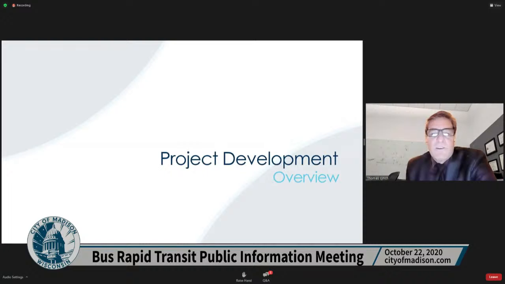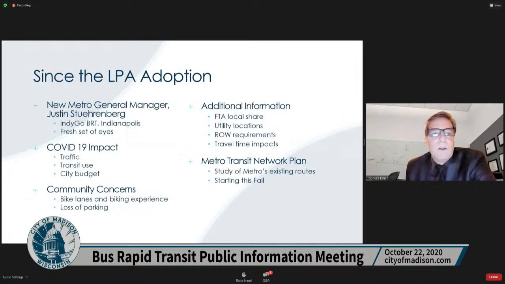Now the project development overview. Since the adoption of the locally preferred alternative in March of 2020, many things have happened that have changed the environment. We have a new Metro general manager, Justin Sternberg. We're really quite fortunate to have him because he was the capital projects vice president for the Indigo system in Indianapolis. The Indigo BRT is the most recently constructed BRT system in America. It's also the one that has the largest electric fleet. So by hiring him as our GM, we brought in an experienced skill set that will be very beneficial as we seek to implement BRT in Madison.